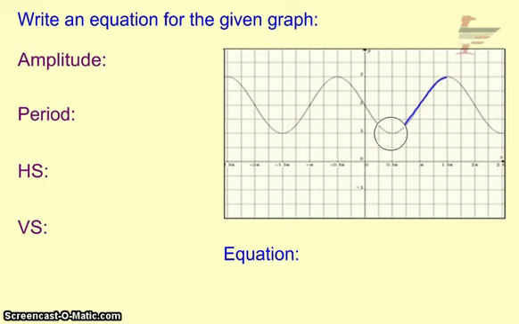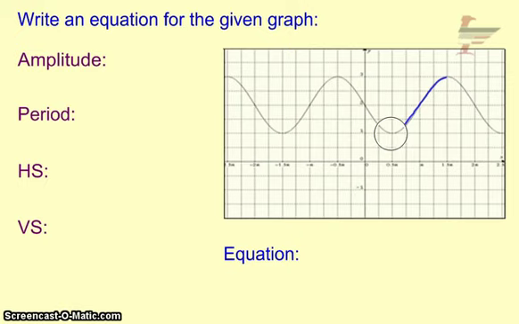We have to write an equation for this given graph. Unless it's telling me specifically to write a cosine equation or a sine equation, we actually have options right here. So kind of whatever you see. Do you see a cosine cycle up here? Do you see a sine cycle up here?